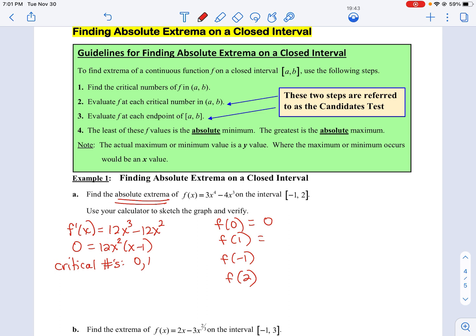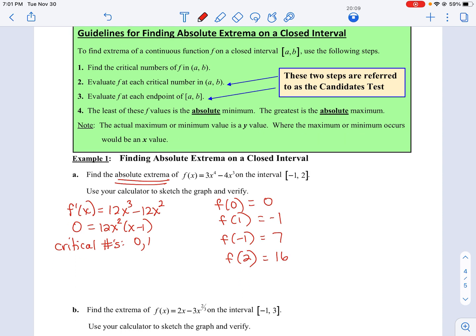All right, then plug in f of 1. What do you get for f of 1? If you said negative 1, you are correct. What do you get for f of negative 1? I got 7. Hopefully you got 7. And then let's do f of 2. I got 16. All right, so looking at these 4 values, the largest value is the absolute maximum.